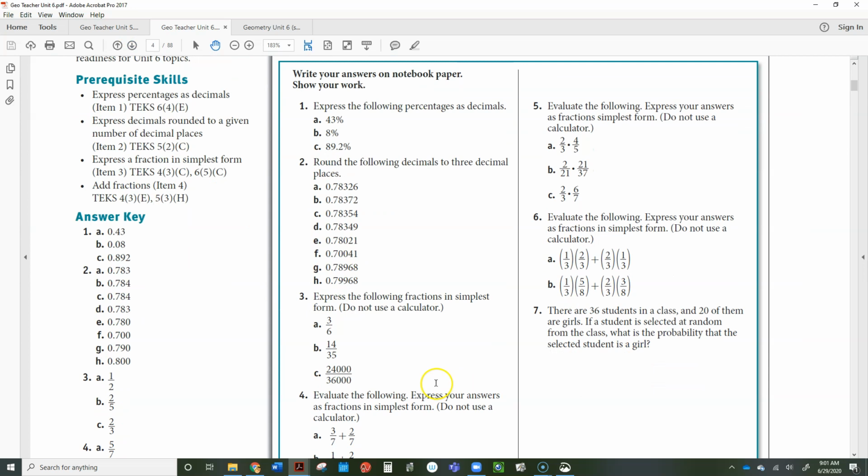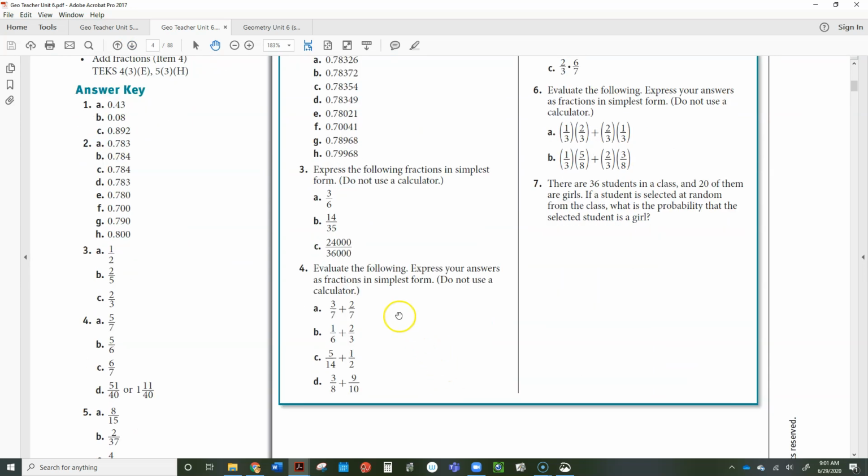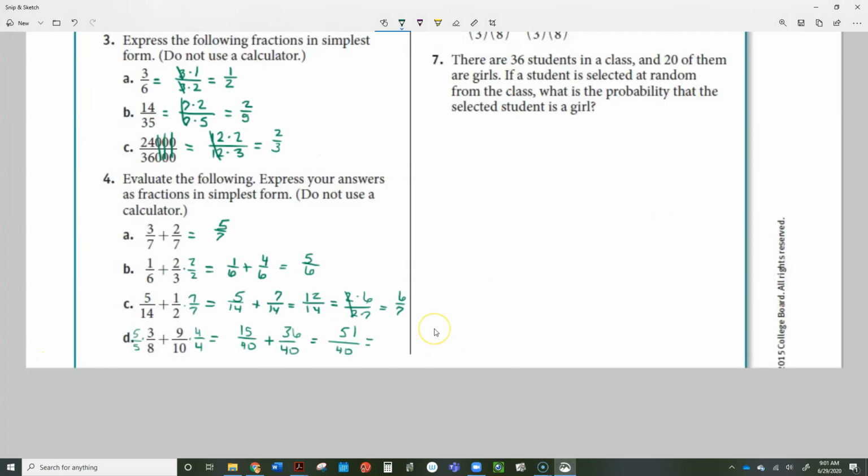And we're looking for number 4. Okay, so yeah, it's 51 over 40 or 1 and 11/40. So I guess I will explain the 1 and 11/40. So 40 will go into 50 one time. If you take 40 away from that 50, you're left with 11.